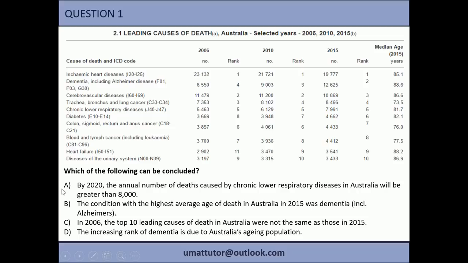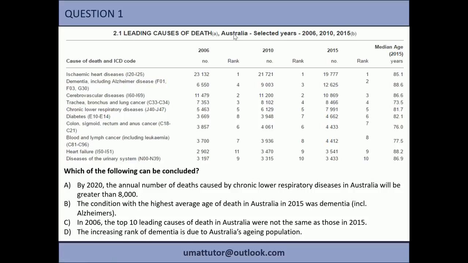So if we go to the question now, which of the following can be concluded? We'll look at option A to begin with. I think in many ways it's quite a good answer. You can see that the wording is pretty similar to the data. We're dealing with the annual number of deaths, which is what the table is showing. It's dealing with the raw number. Chronic lower respiratory diseases, again, that's word for word what they have in the table. And it mentions in Australia, which is what we're dealing with again from the table.